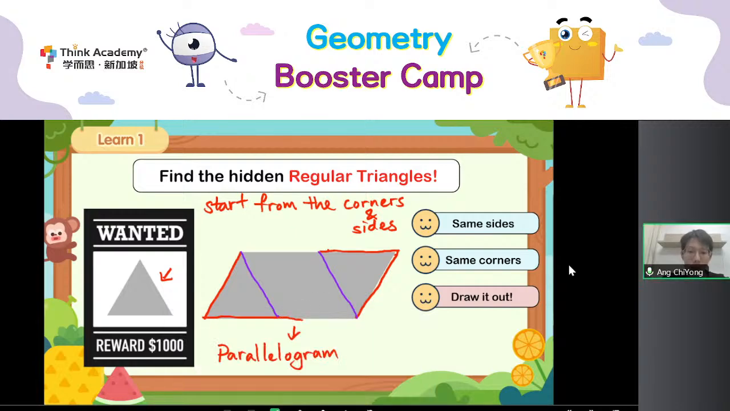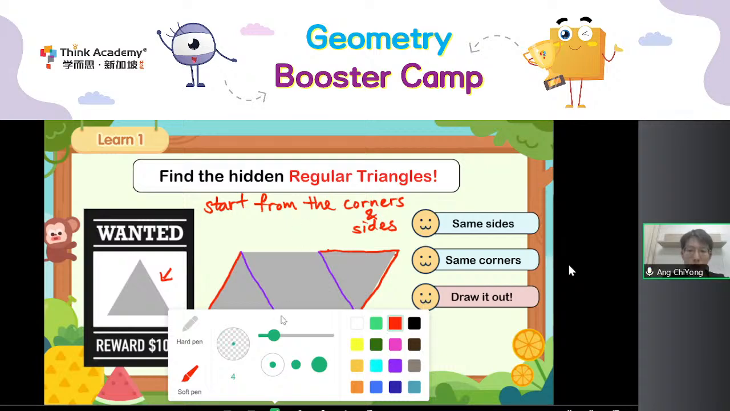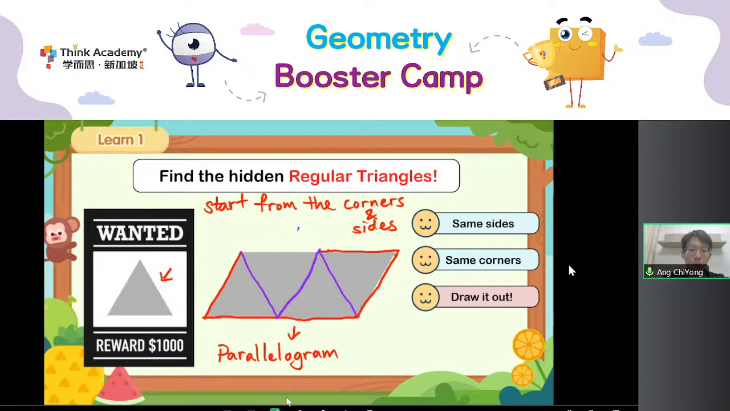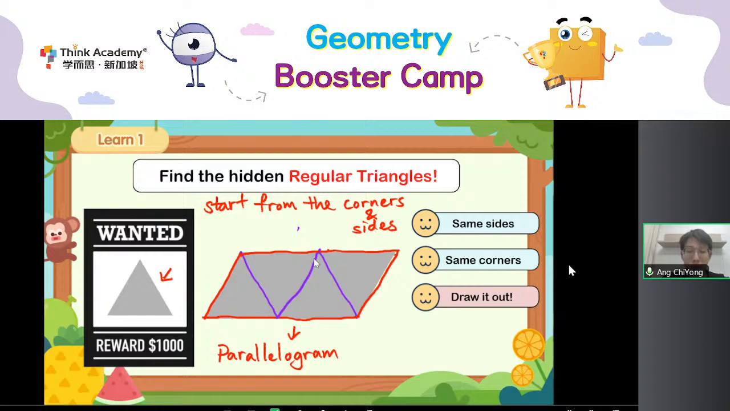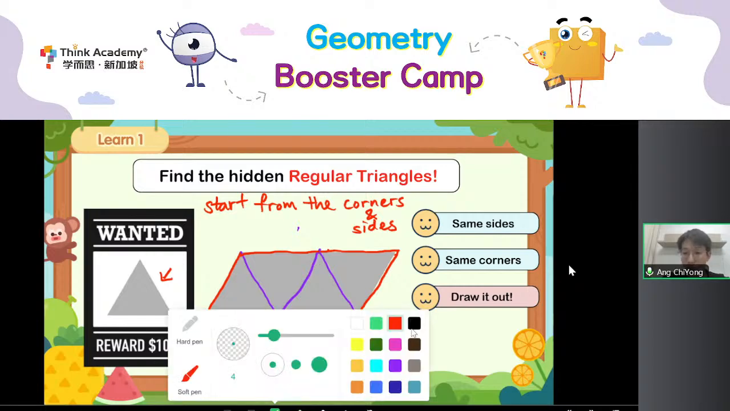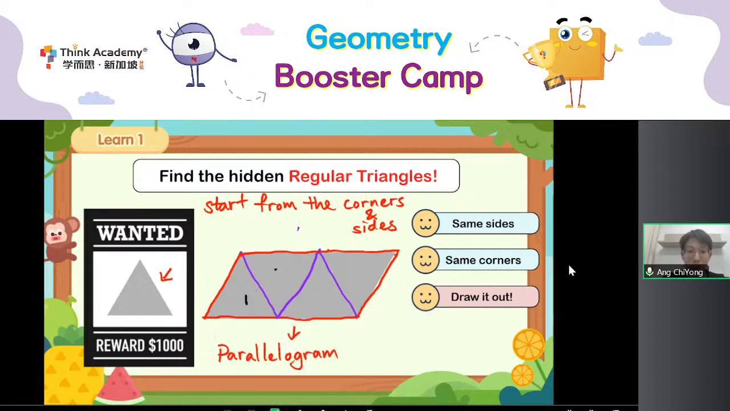I have over here, let me draw the hidden line. I have another triangle. Oh my God, you see? I managed to find all the triangles over here. How many triangles do I have now? I have 1, 2, 3, and 4.